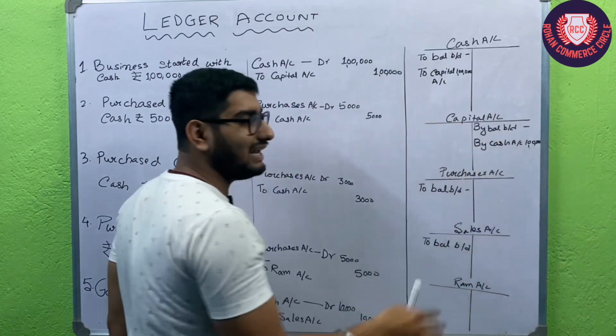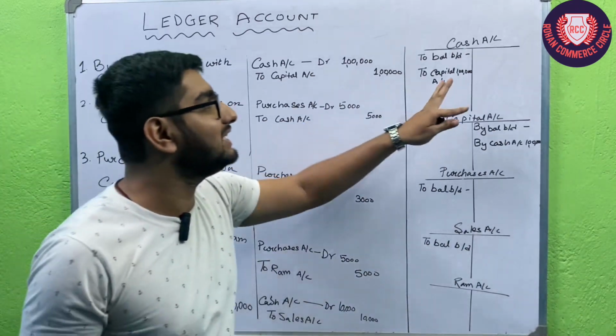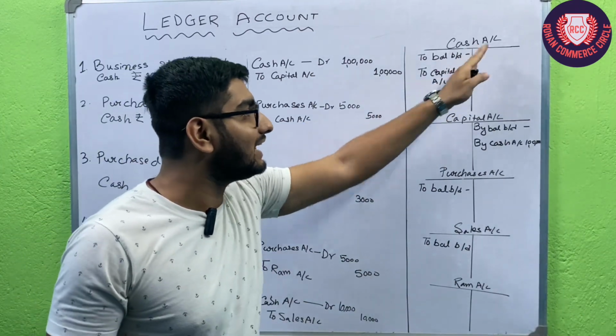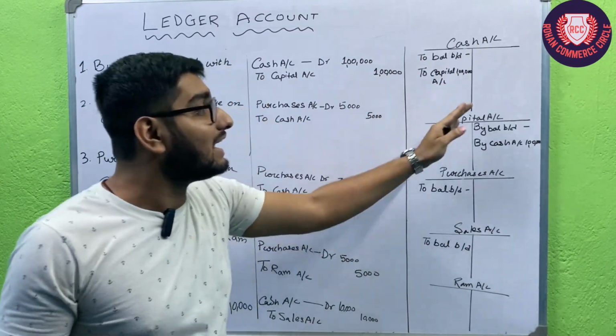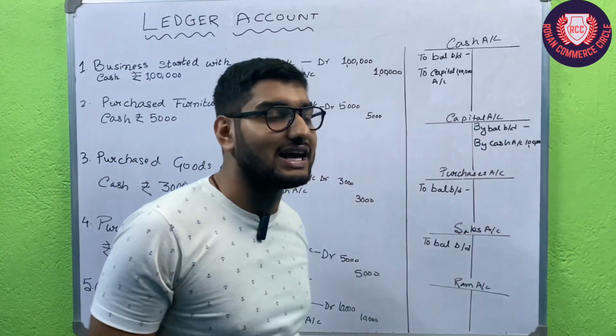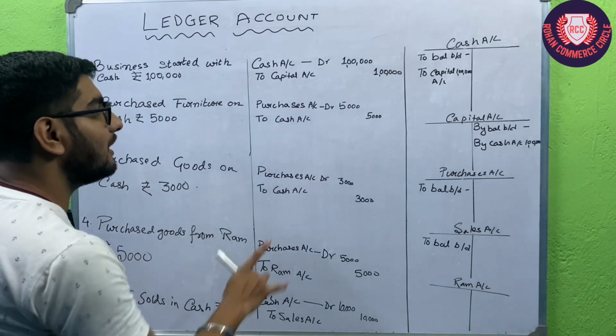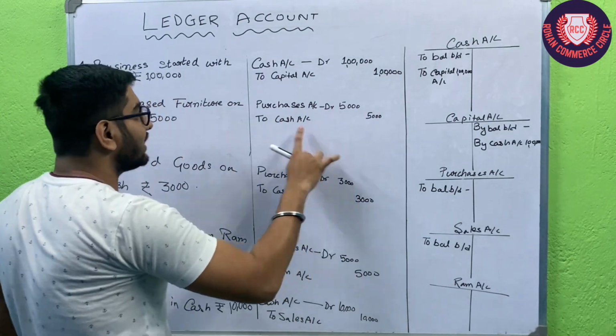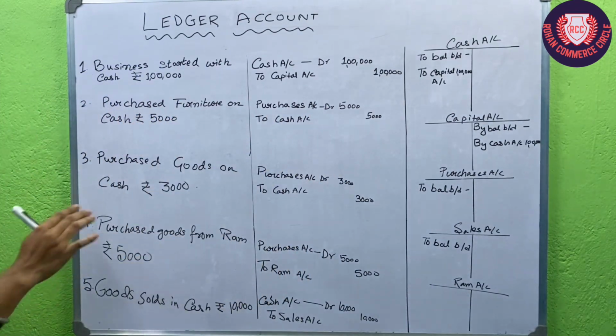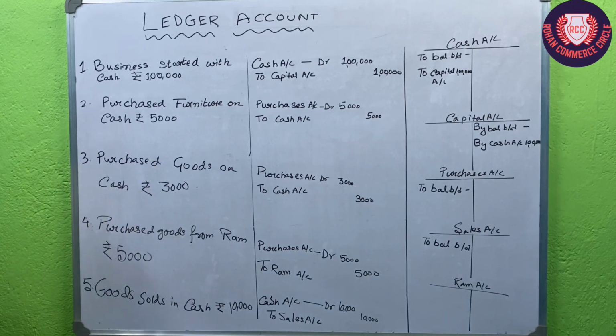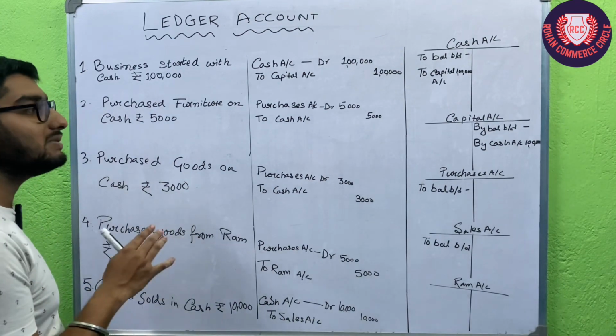This is double entry, students. We are doing double entry. Just see, we are writing to capital account in cash, and in capital we are writing by cash account, right? So that is what double entry is. Next is purchases account debit to cash. That means goods, furniture purchased on cash, right? So we have purchased the furniture on cash, that is rupees 5,000.